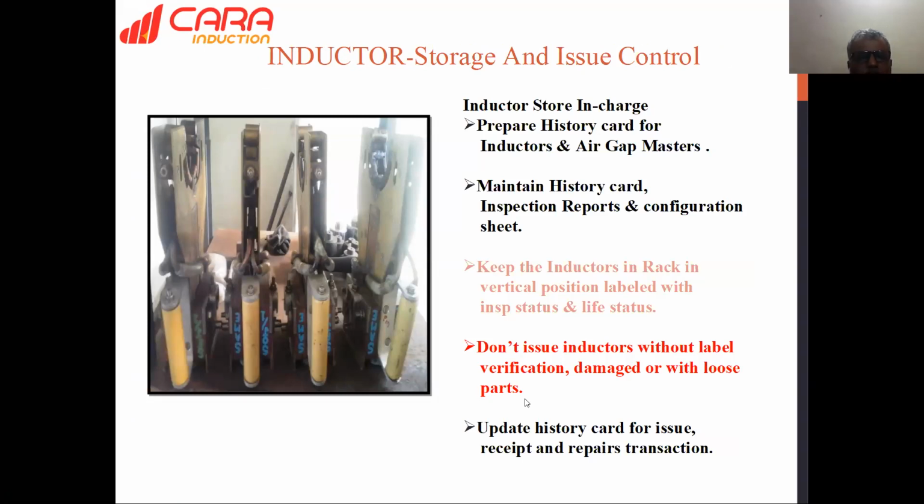One more thing is inductor storage. Inductor storage and control is important. In our inductor, there is quenchant in the pipeline. It may damage the laminations and the inductor life. So after completion of a production run, we have to clean the inductor, check the inductor, and store it properly.